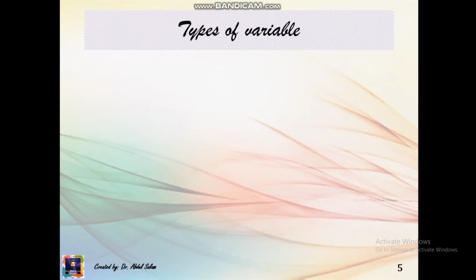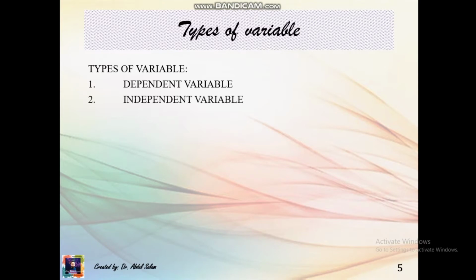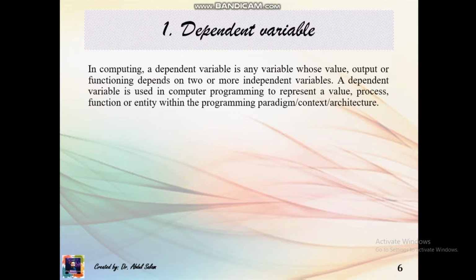Next we have types of variable. There are three types of variable: number 1, dependent variable, number 2, independent variable, and number 3, control variable. What is a dependent variable? In computing, a dependent variable is any variable whose value, output or functioning depends on two or more independent variables. A dependent variable is used in computer programming to represent a value, process, function or entity within the programming paradigm, context or architecture.